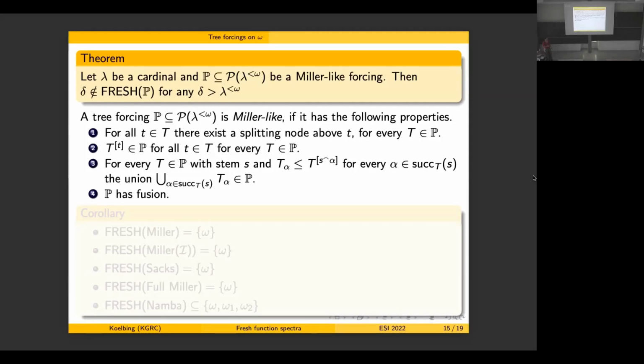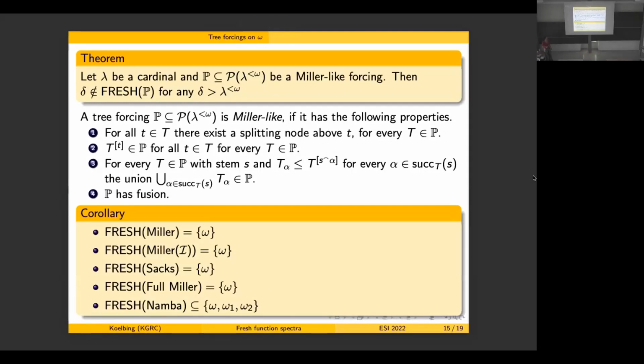These are Miller-like tree forcings. And now it's easy to check for all these forcings that they are Miller-like. So we get that Miller forcing with respect to an ideal, Sacks forcing, and full Miller forcing all have singleton omega 1 as the fresh function spectrum. And we also get that for number forcing, the fresh function spectrum is a subset of omega 1 and omega 2, because number forcing is a Miller-like tree forcing with omega 2 here.